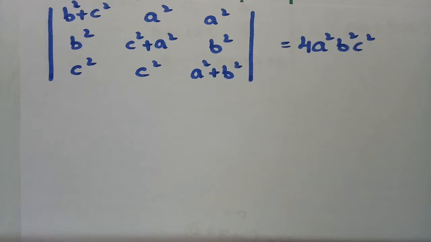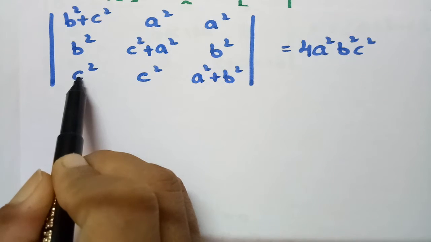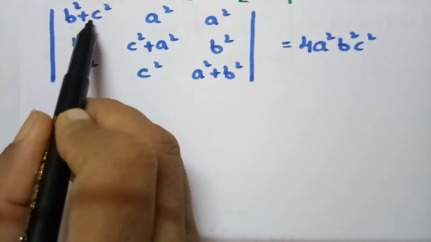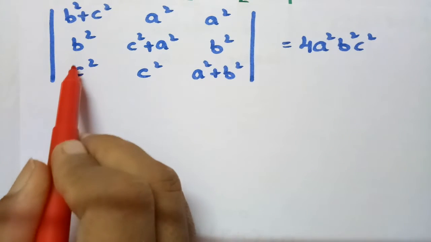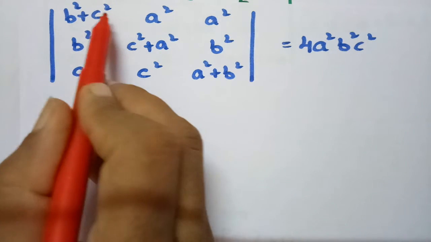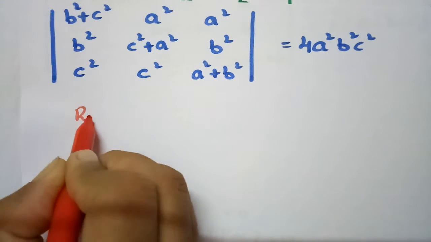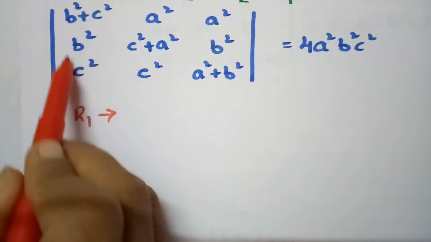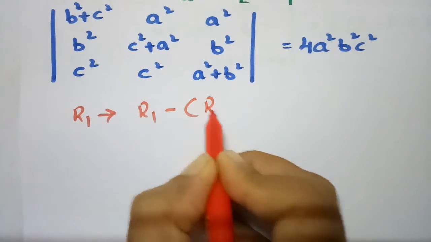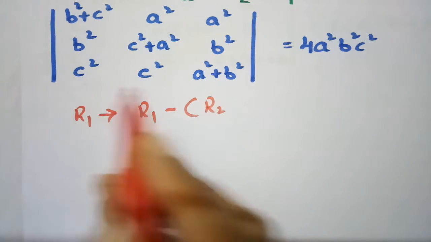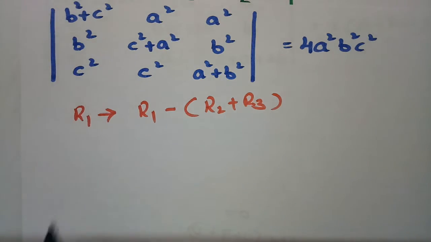So for finding this, what we have to do? So if you observe properly, this is b square and this is c square, and again we have b square plus c square. So in this case, please remember that if you add up these two, b square plus c square, and if we subtract from r1, it will become 0. So the first thing which we have to do is, r1 will be as it is, and we have to add up r2 plus r3.